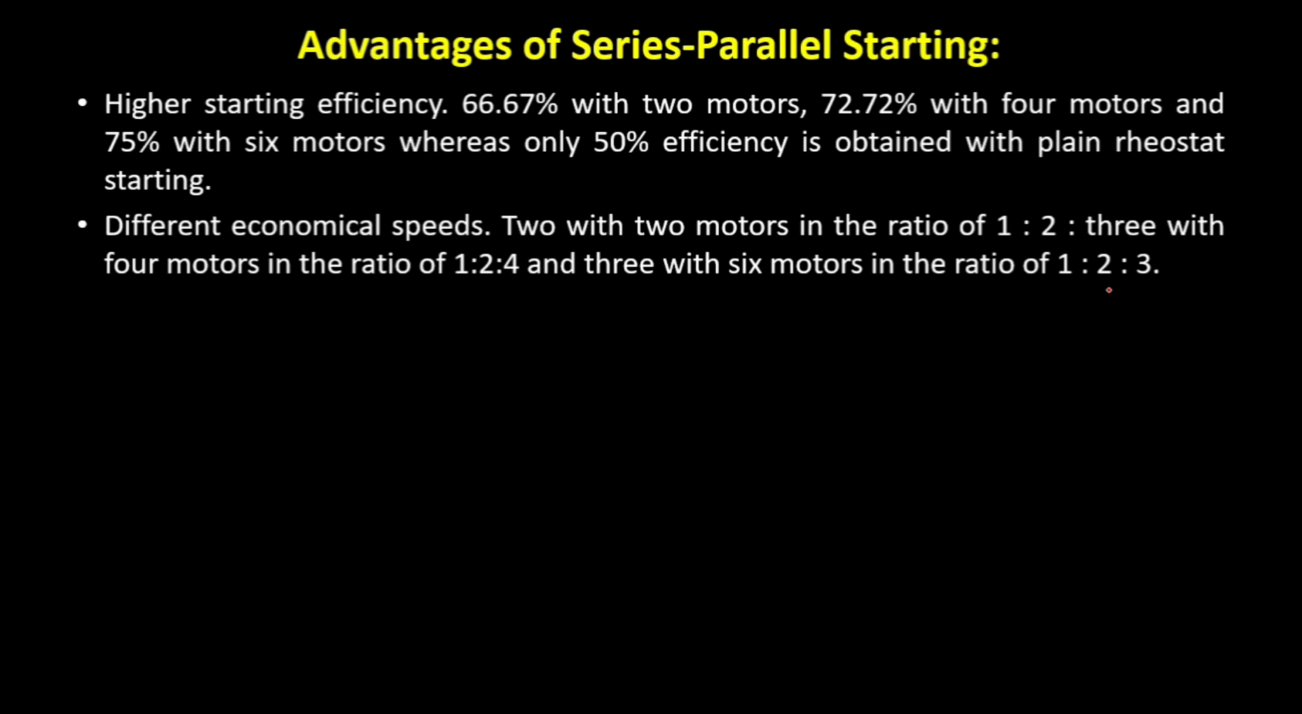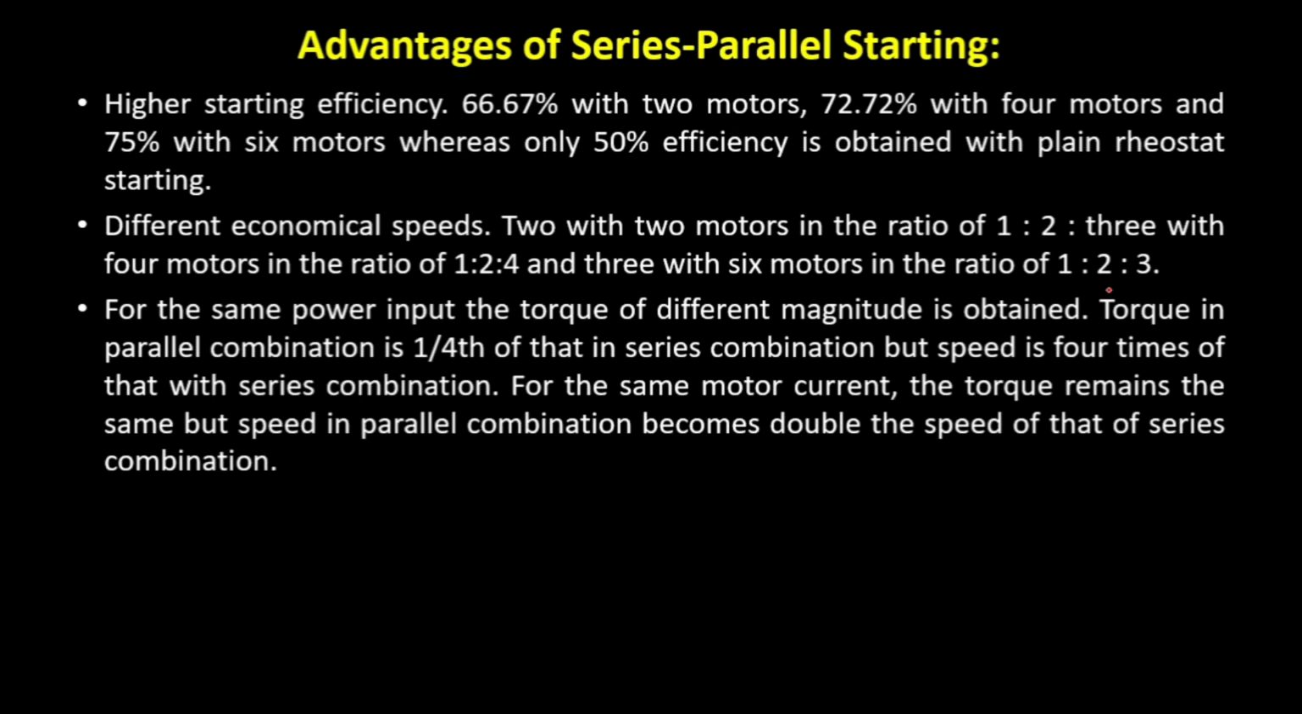Then, it can have different economical speeds. It can have two motors. With two motors the ratio is 1 is to 2 is to 3, and with four motors the ratio is 1 is to 2 is to 4, and so on and so forth. For six motors it will continue.